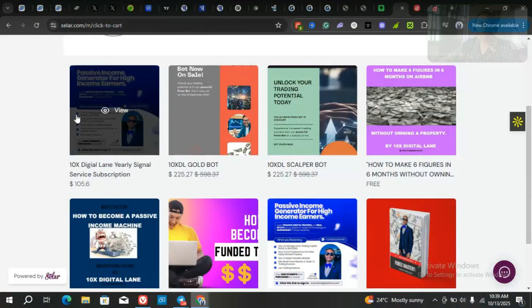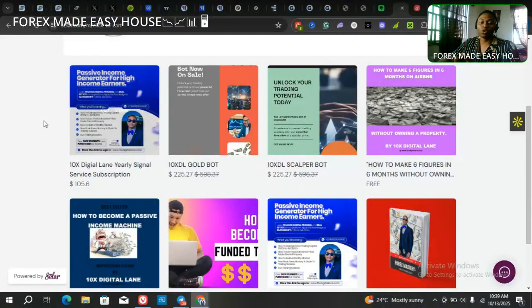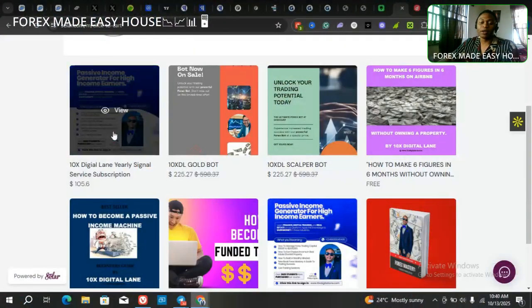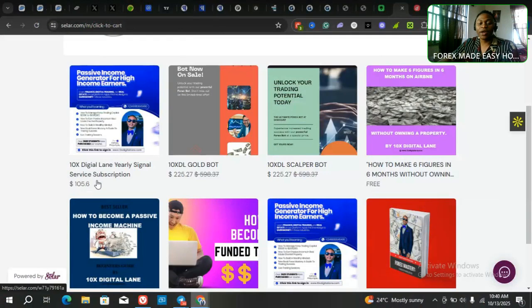Then over here is our signals. I have a student who reached out to me and said he would like to pay for 1 year. He doesn't want to pay monthly because sometimes he has money in bulk and he just wants to offset the 1 year bill, and he will always be interactive in our VIP community. So I had to introduce the yearly signal service subscription model whereby you can pay $105.06.